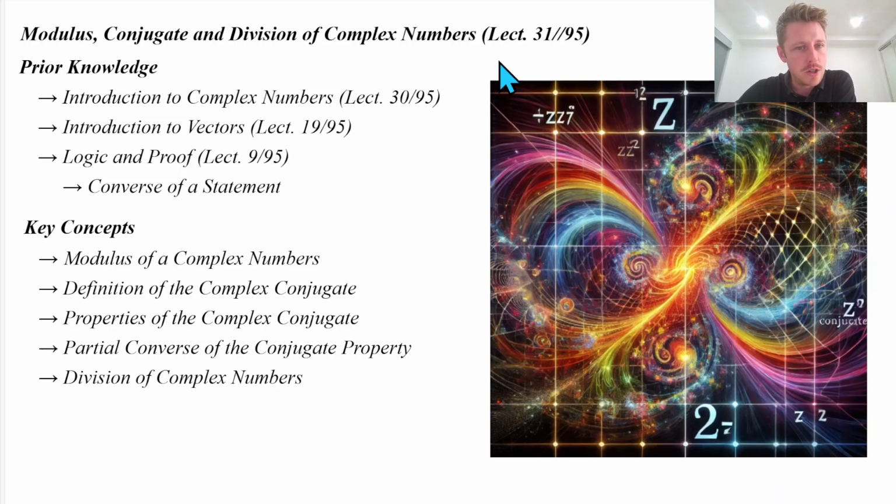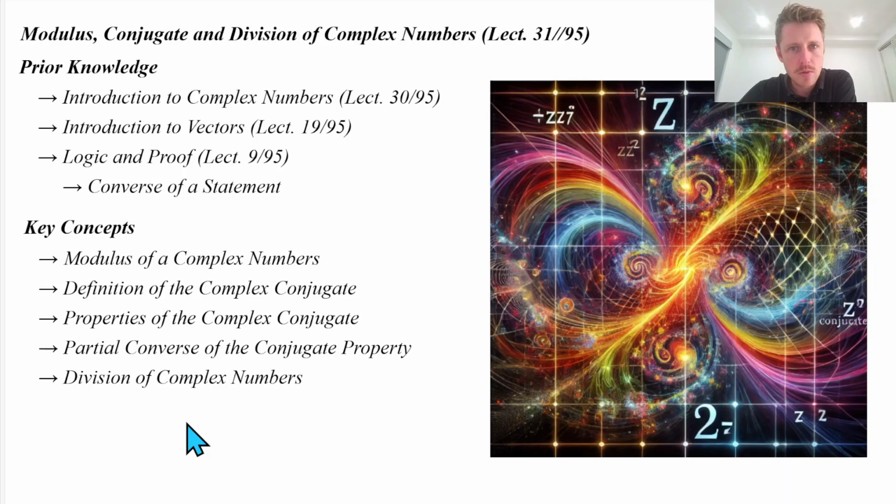Some prior knowledge to understand this lesson will be Introduction to Complex Numbers. So that was lecture 30, which was the previous one. So I'll put that link below. It also will be helpful to understand Introduction to Vectors. So that was lecture 19. And for this video in particular, it will be helpful to have seen a certain part of a logic and proof lecture, which was lecture 9, particularly about the idea of a converse of a mathematical statement. So as always, I'll put those links below.